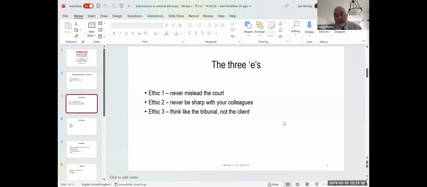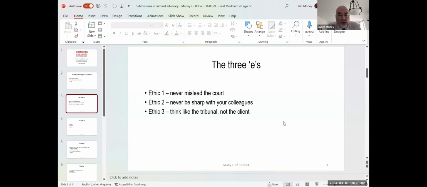And you ultimately have to persuade the tribunal, and they, as an institution, whether they're a jury or a judge or there are a number of judges in the Court of Appeal, they will be very wary of you if you're being sharp with your colleagues, and they will not lend their ear to you in the way that you want them to in order for you to be persuasive. And that is your job, to be persuasive.